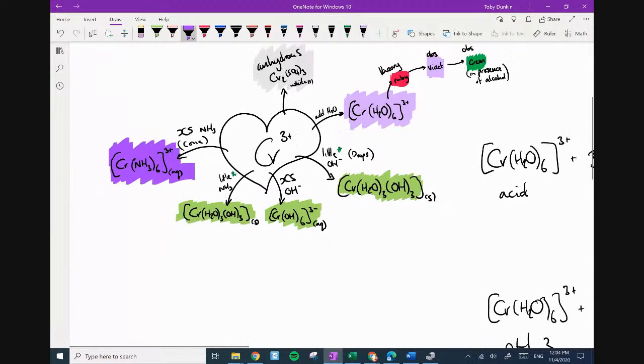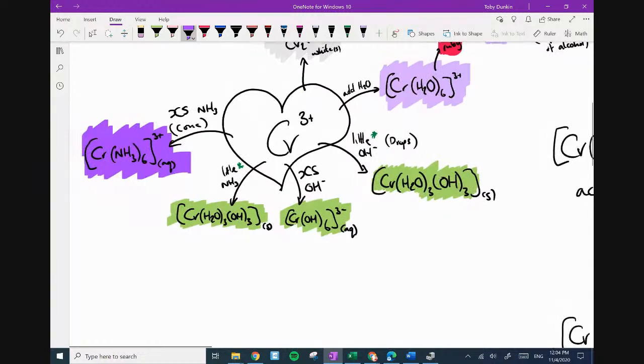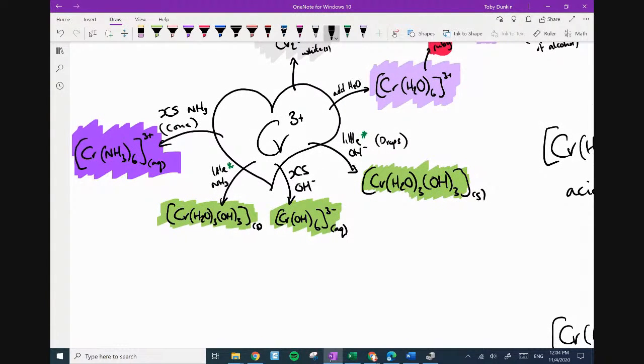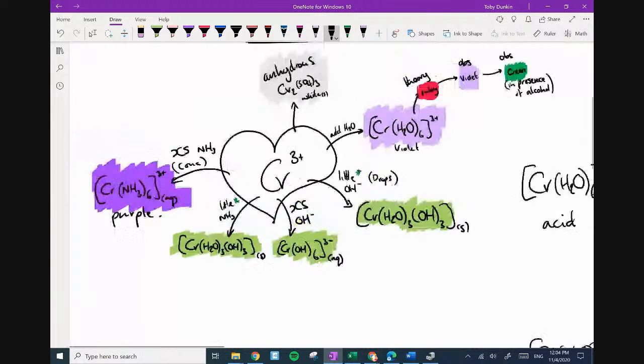Yeah, it's quite a nice purple, actually. And this one you actually call purple. The original one we call violet. That one there is violet. And this one here is purple. So it's a purple solution.